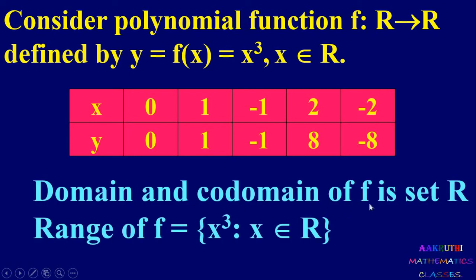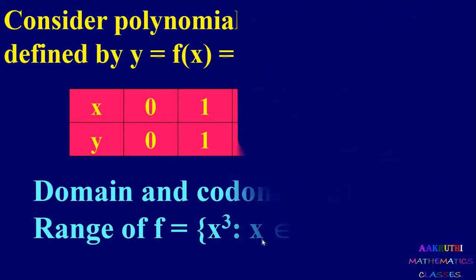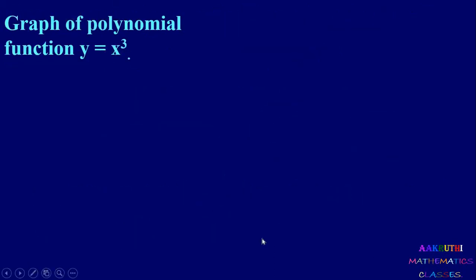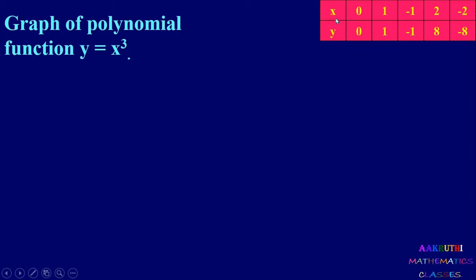Here domain and codomain is set of all real numbers and range is set of all x cube such that x belongs to R. Here range is cube of all real numbers. We draw the graph of polynomial function y equal to x cube and we take different values for x. It is 0, 1, minus 1, 2 and minus 2. Then we get y value 0, 1, minus 1, 8 and minus 8.